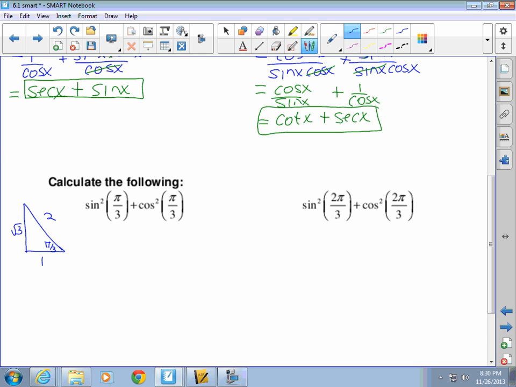So now if I do my calculation here, this is the same as saying sine of pi over 3. So pi over 3 is opposite over hypotenuse. So this is square root 3 over 2 all squared, plus cos squared pi over 3. So for pi over 3, cos is adjacent over hypotenuse. So that's 1/2 all squared. So this is the same as saying 3 over 4 plus 1 over 4. So my answer is just 1.